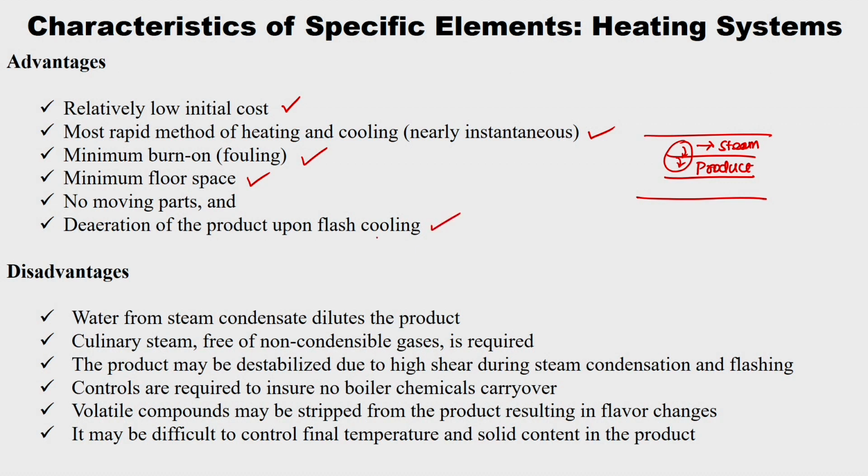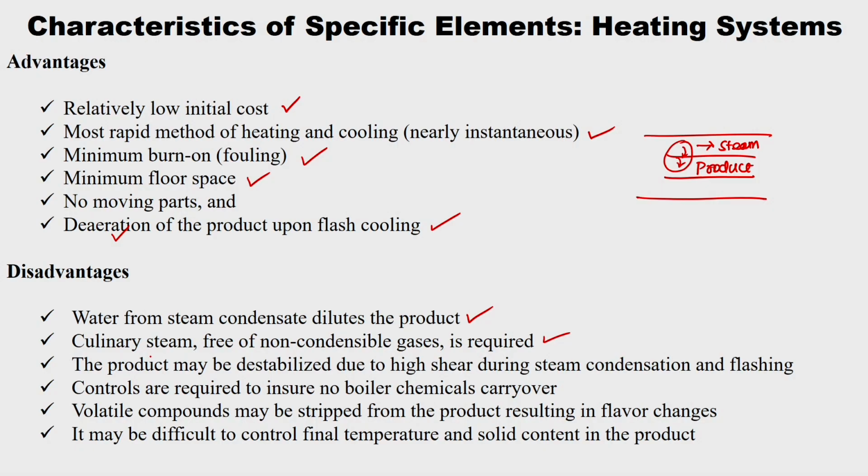So when you are doing flash cooling, deaeration is also done along with that, and no moving parts are required in the heating system. Disadvantages: water from the condensate dilutes the product. This I already told, either it should be taken care of in the product formulation or it has to be removed. Culinary steam free of non-condensables. This also I have told in one of the lectures.